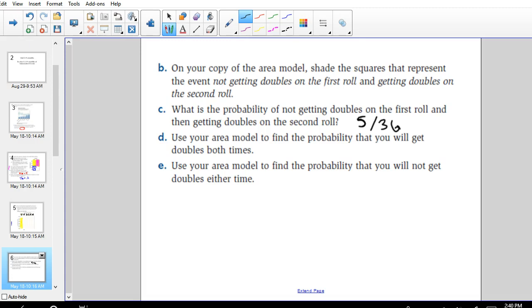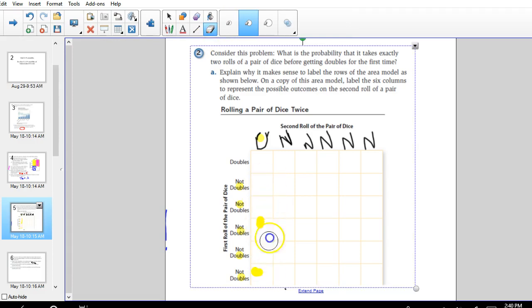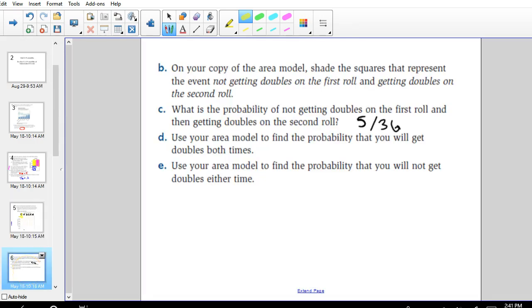Okay. The next thing we're supposed to look at is using that area model to find the probability that we'll get doubles both times. So if we go back to that area model, let's erase the one we just did. Put that D back there. Okay, and so if we're looking here, doubles in both rolls, you've got here and here. You've only got one square where that overlaps. So your probability of getting doubles on both rolls is going to be 1 out of 36.